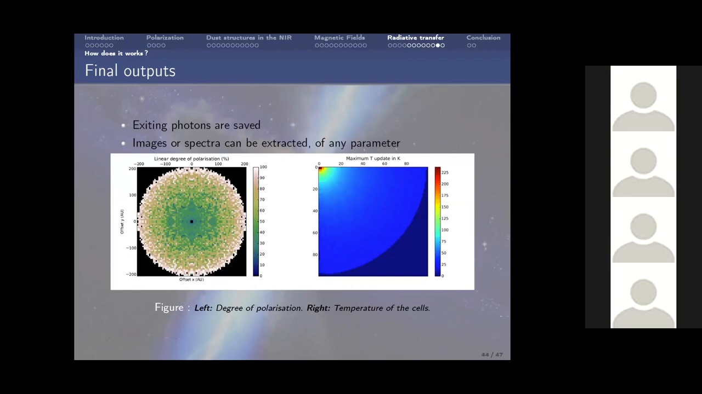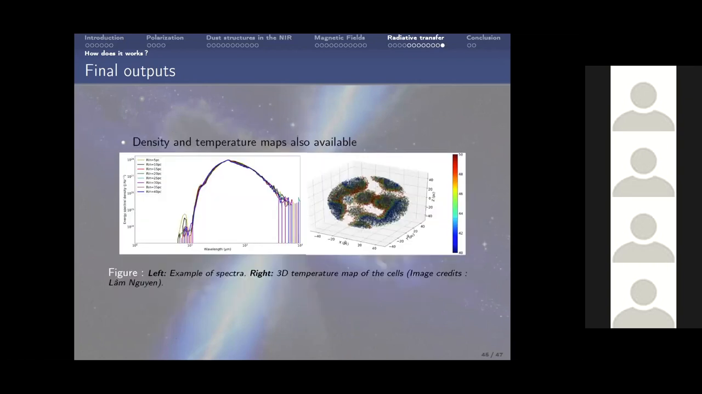To finish, what modeling allows you is to have more information than you can have with observation, because you can track the number of scattering events undergone by the photons on the way out. You can track the temperature of the medium, which is a bit more complex to do in real-life astrophysics; you need some assumptions and some computation to reach these maps. You can extract spectra and now even 3D images thanks to LAM. And you can get access to density maps.